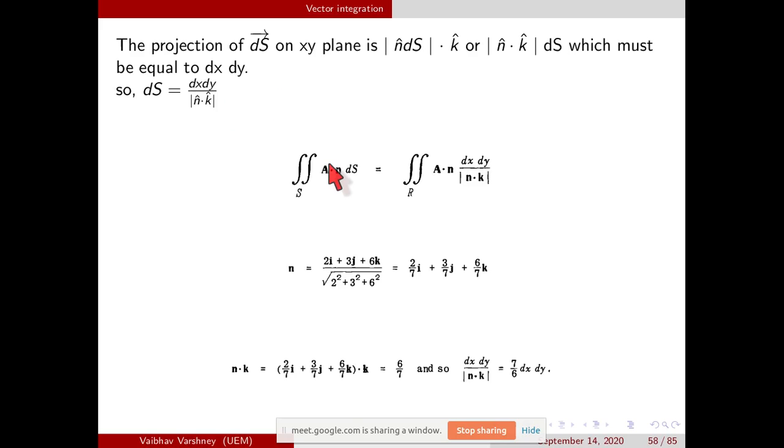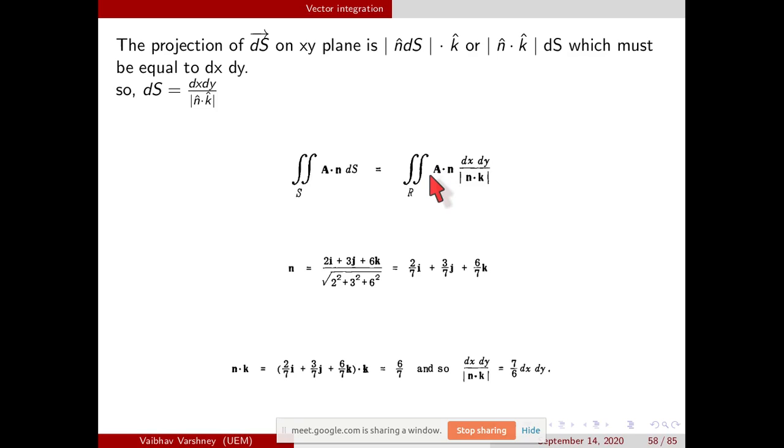Okay, so now we will calculate the surface integral. See this, a dot n cap ds, and this ds we can write here, we have calculated, dx dy upon n dot k. I have just put this as it is, dx dy upon n dot k. Can anyone tell me how we can calculate this n cap?